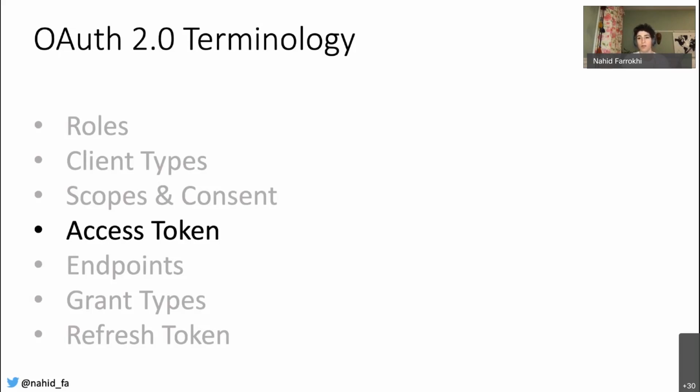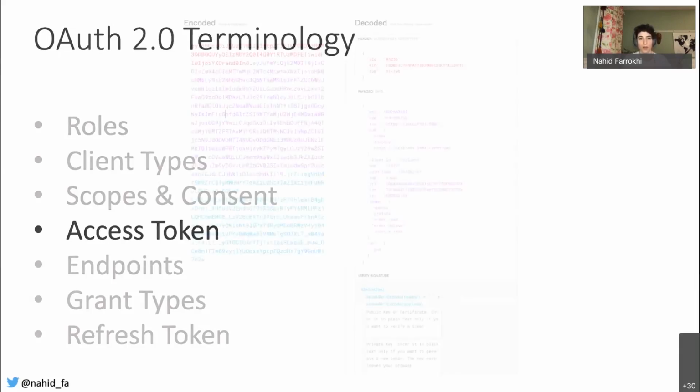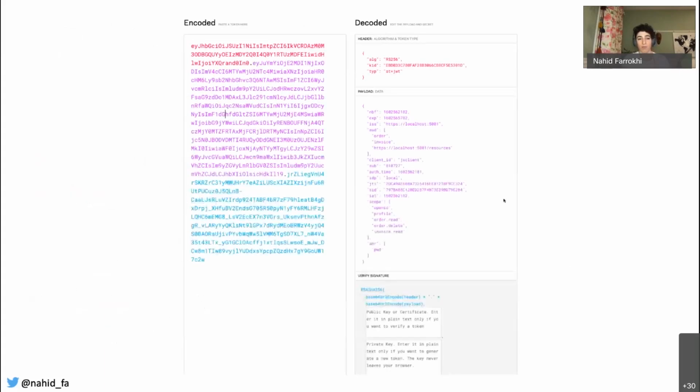But the spec doesn't require that, right? So here I have an example of an access token, which is a JWT.